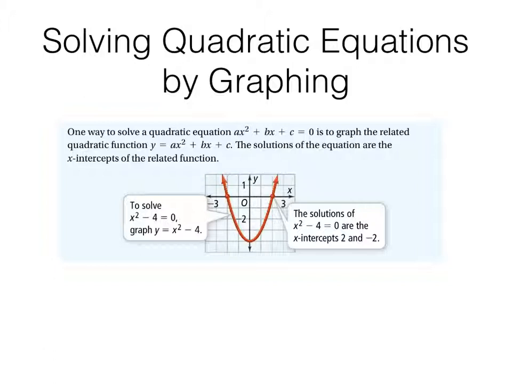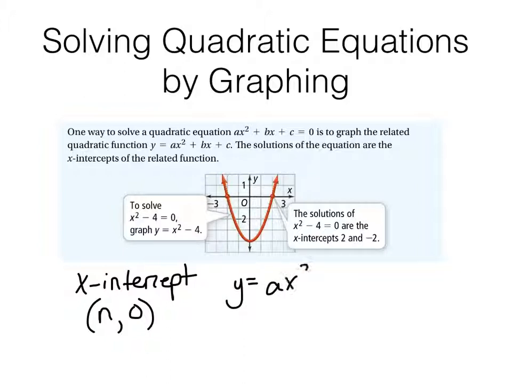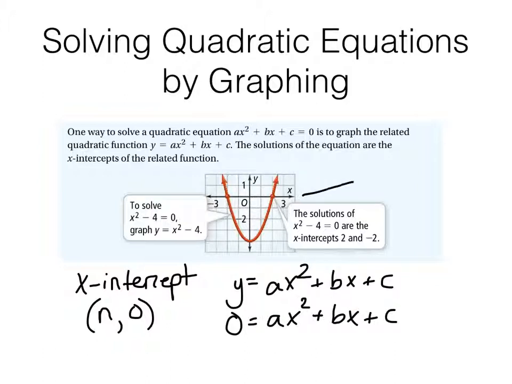Let's examine why that is. Okay, let's talk about why that is. Well, those are the points. If they're x-intercepts, they are the points where y equals 0, where x is some number and y equals 0. Well, if y is equal to 0 when we're graphing this, that's the same as this. So that's why the points that are on the x-axis are the solutions of the equation.